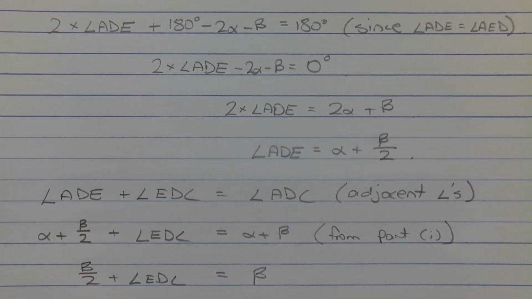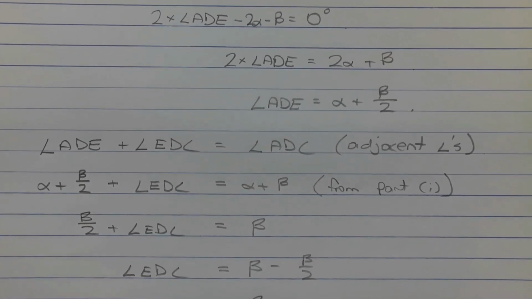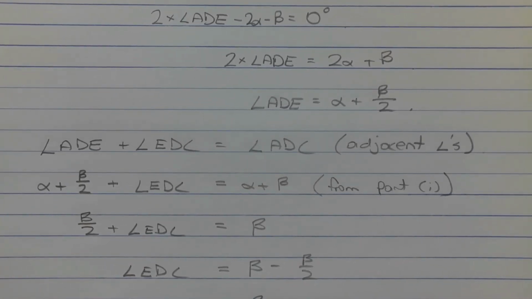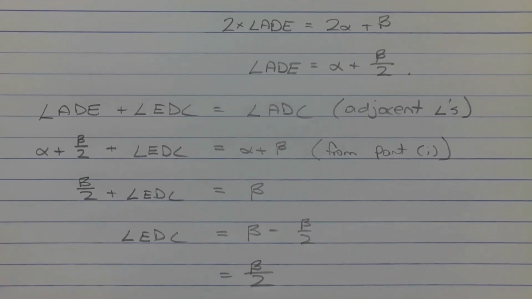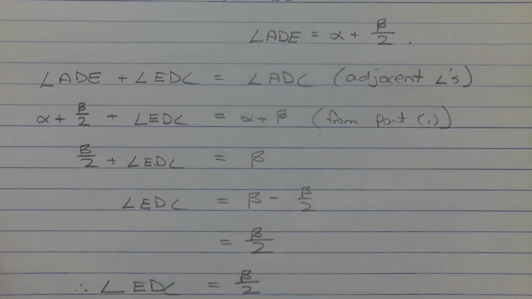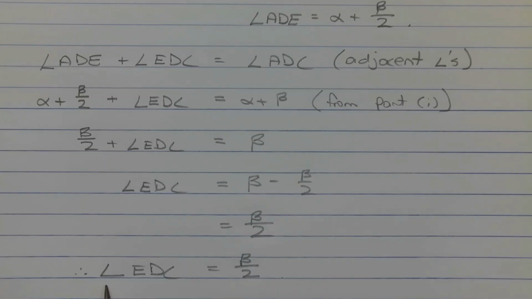So subtracting alpha from both sides of the equation, we get beta over 2 plus angle EDC is equal to beta. And subtracting beta over 2 from both sides of the equation, we get angle EDC is equal to beta minus beta over 2, or beta minus half beta. And that simplifies to beta over 2. Therefore, angle EDC is equal to beta over 2 in terms of beta.